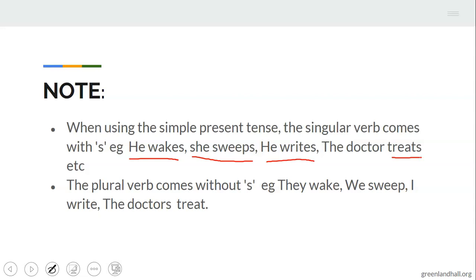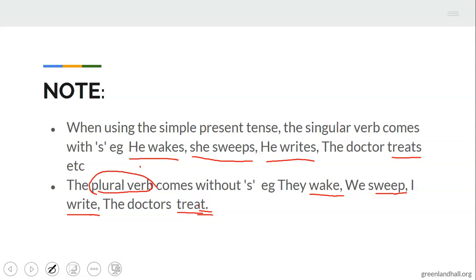Then the plural verb comes without S. Look at it. They wake. We sweep. I write. The doctors treat. You can see all these underlined words, they don't have S. Wake, sweep, write, treat. What does it tell you? It tells you that these verbs are in the plural form. They are called plural verbs because they don't have S. So note, a plural verb does not come with S, while a singular verb comes with S.